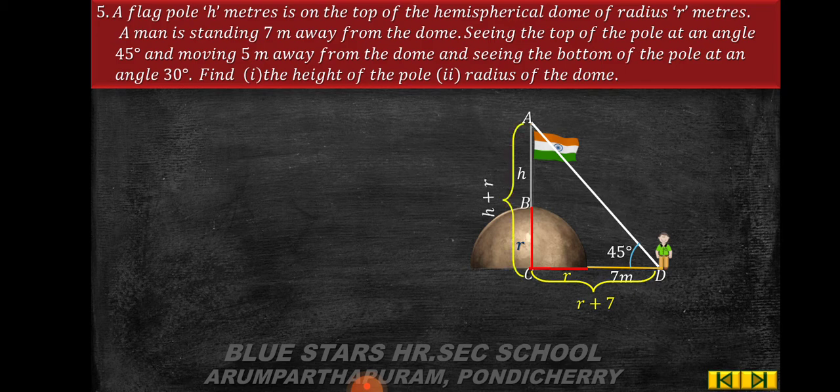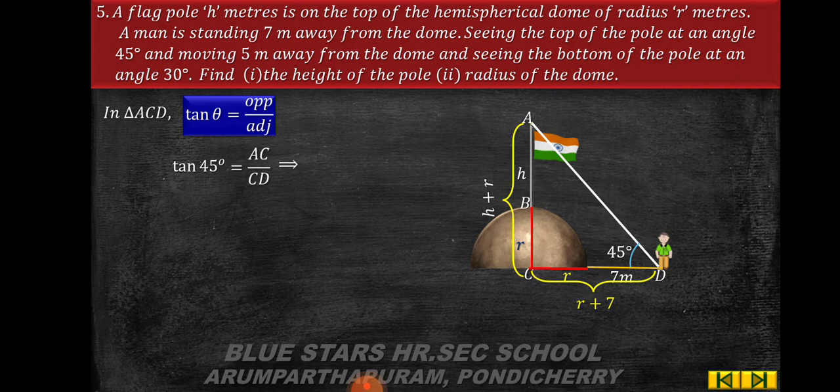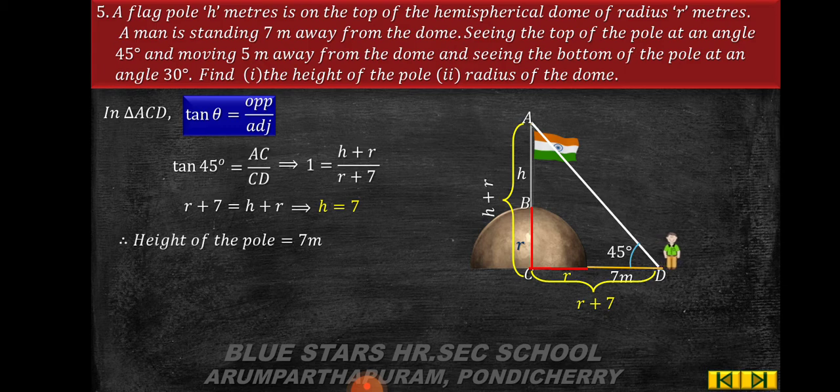Then the height from the top of the flag to the center of the dome is h plus r. So in triangle ACD, tan theta is equal to opposite by adjacent, that is tan 45 degree is equal to AC by CD, which implies tan 45 degree is 1, which is equal to h plus r divided by r plus 7. So r plus 7 is equal to h plus r, which implies the value of h is equal to 7. Therefore, the height of the pole is equal to 7 meter.